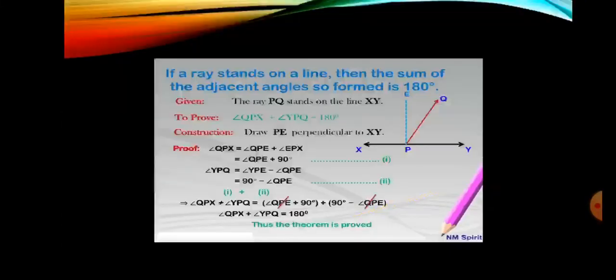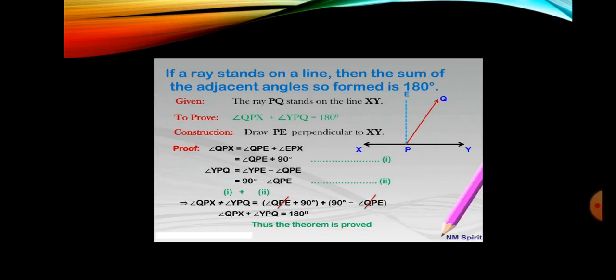Now our first theorem is: if a ray stands on a line, then the sum of the adjacent angles so formed is 180 degrees. The given part is that ray PQ stands on the line XY, and we have to prove that the sum of angle QPX and angle YPQ is 180 degrees. Before starting the proof, we have to draw PE perpendicular to the line XY.